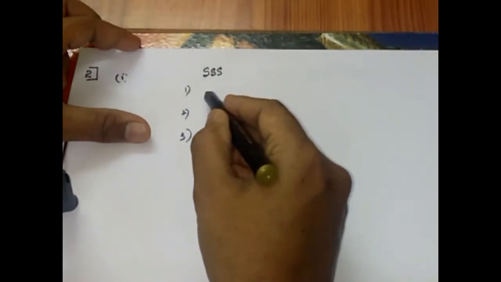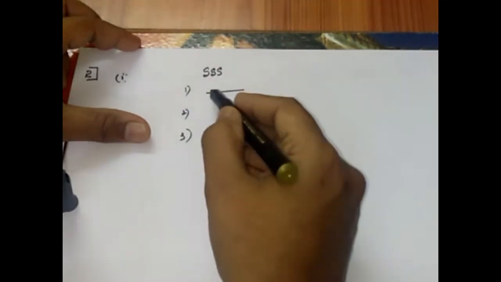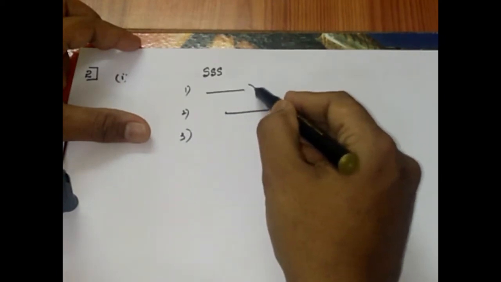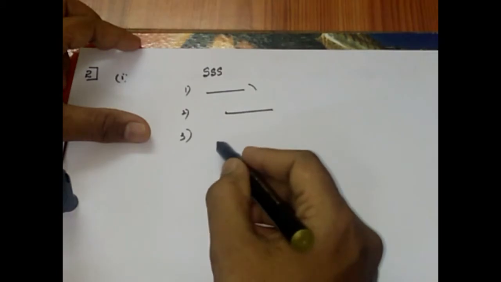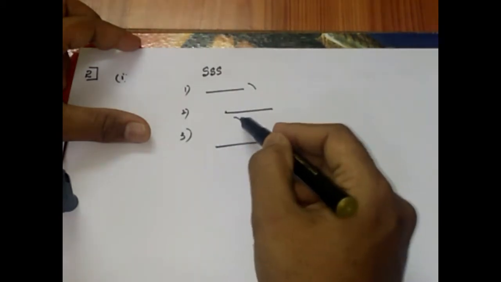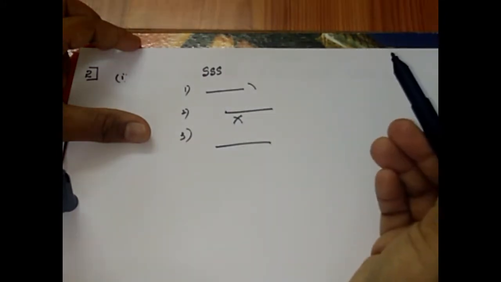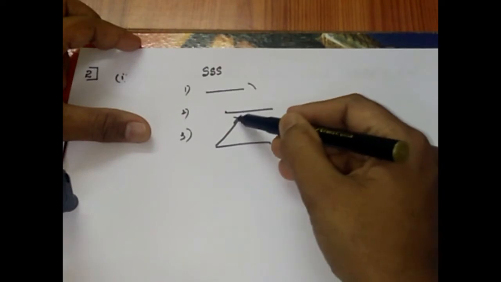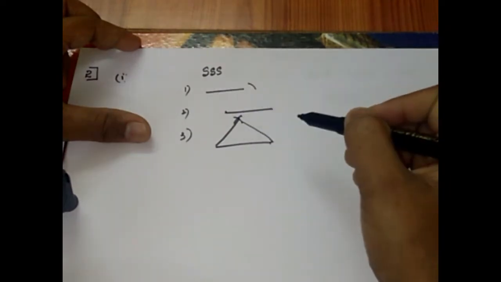First step, to draw a baseline. Second step, from the initial point of the baseline, with the given measurement, we have drawn an arc. In the third step, from the end point of the baseline we have drawn an arc so that it should coincide with the other arc which we have drawn before. So by joining the points we obtained a triangle.